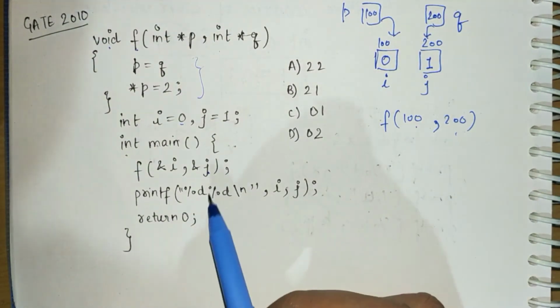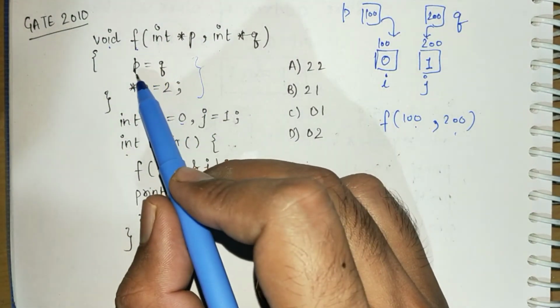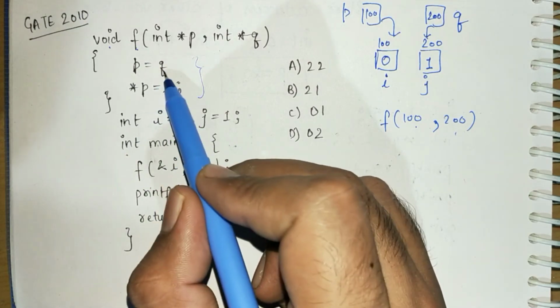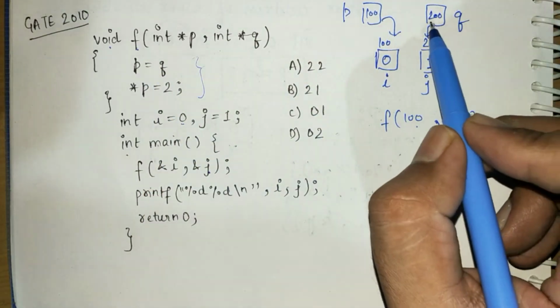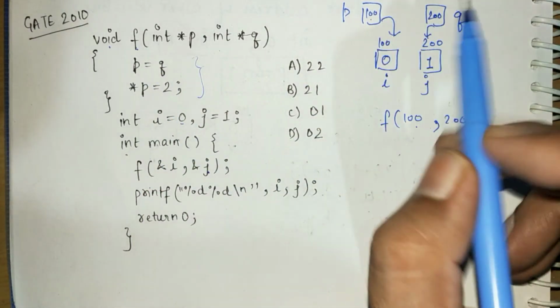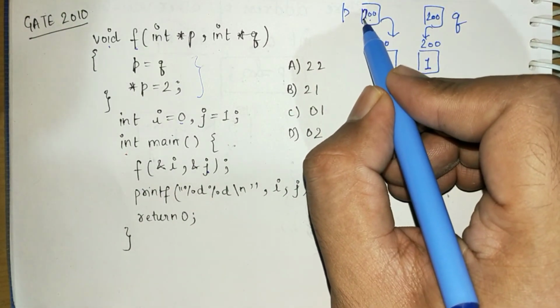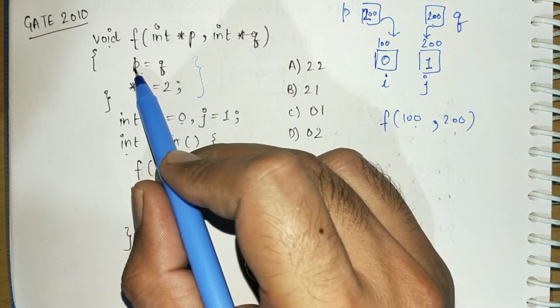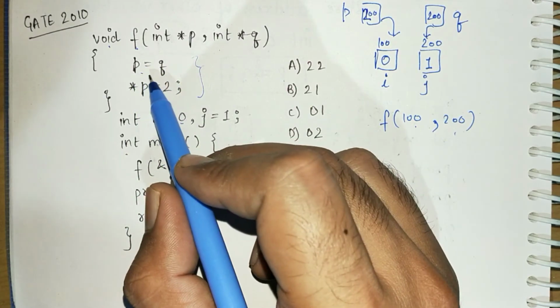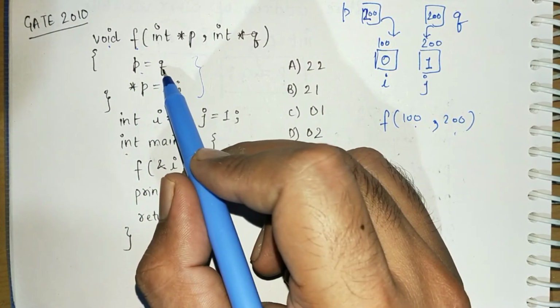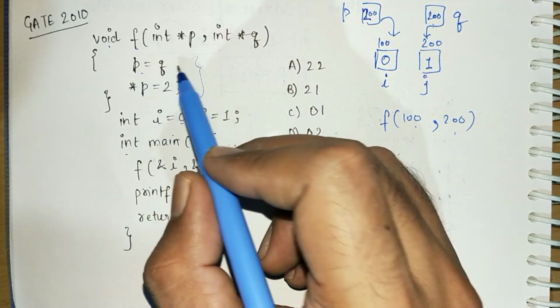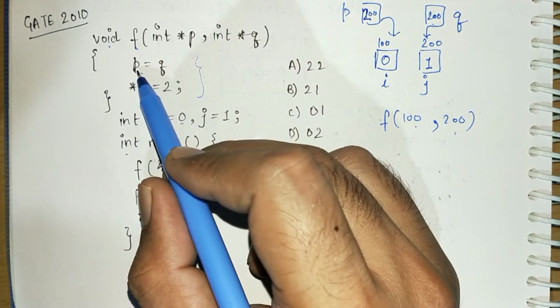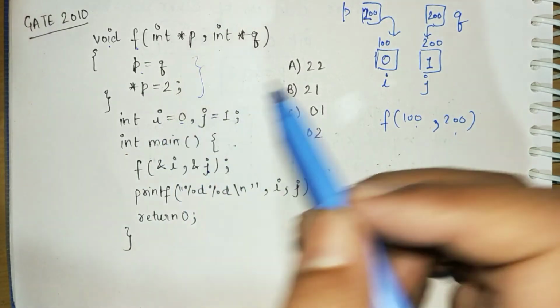Now what this function is doing, it is storing q's address in p. So here's 200 which is stored in p. So now p becomes 200 because of this statement. The data of q is copied into p, and since they are pointers, whatever is in q is stored in p.